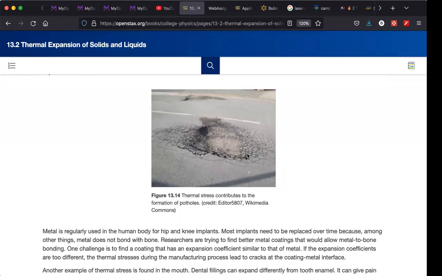Potholes are also caused by expanding and contracting concrete or blacktop, expanding, contracting. Eventually it just leaves a hole.